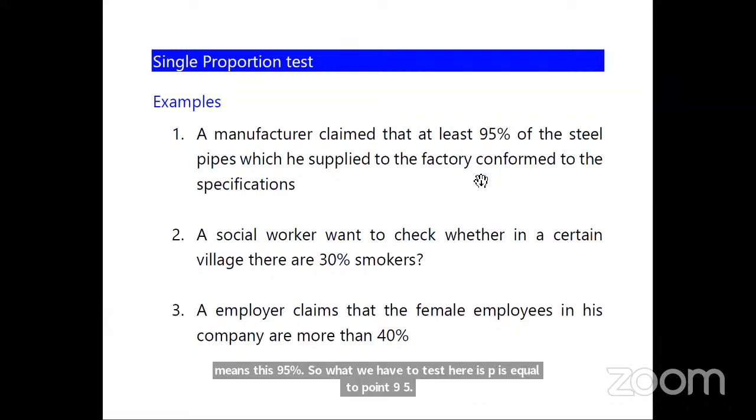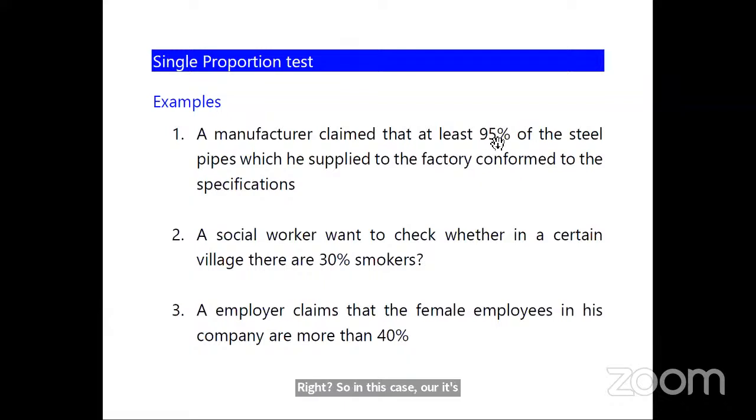So in this case, our H0 will be P is equal to 0.95. If you want to test it, it will be against the alternative hypothesis P not equal to 0.95. Okay, I hope now it is clear to you how we construct the hypothesis. Now let's see the second example.